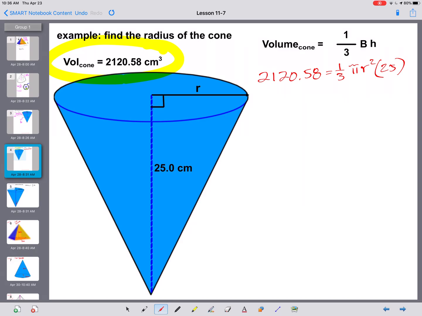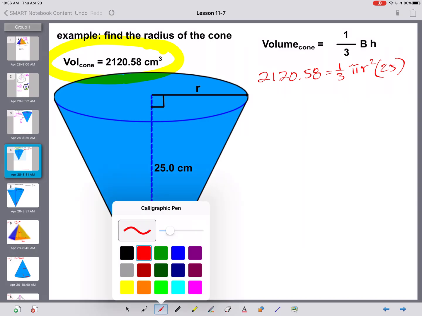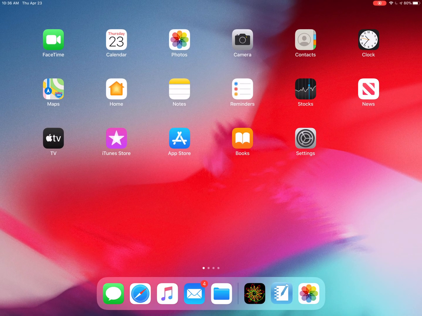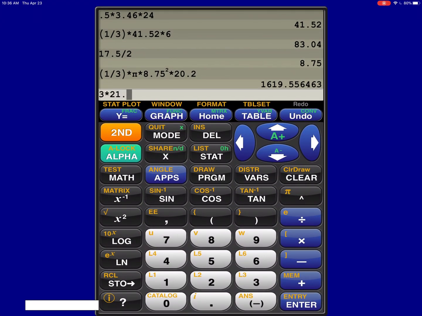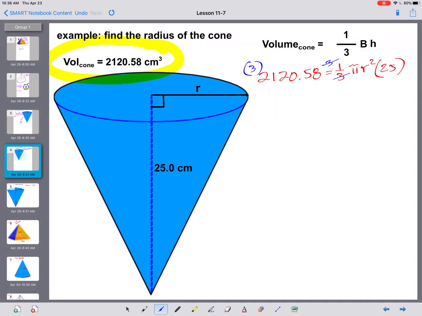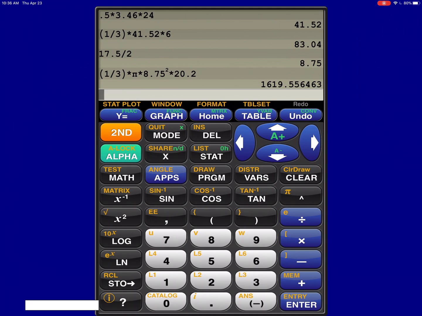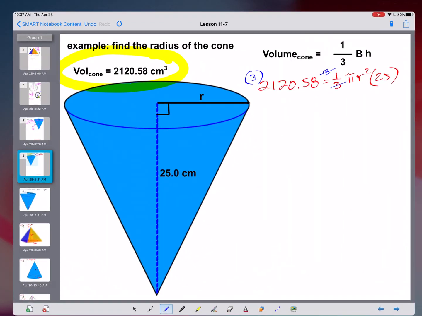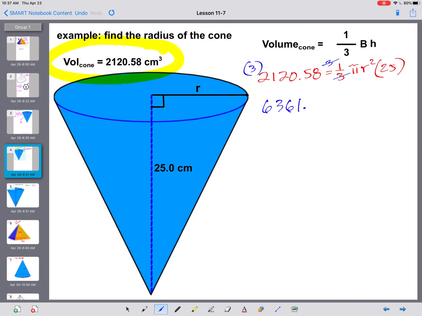What are you going to do first? I tell you what, I don't like fractions. So what could I do? I'm going to multiply by 3. These cancel. Okay, let's do it. Here it is. 3 times 2120.58. There it is. Okay, nice. 6361.74. There we go. Equals, here's what we got left.